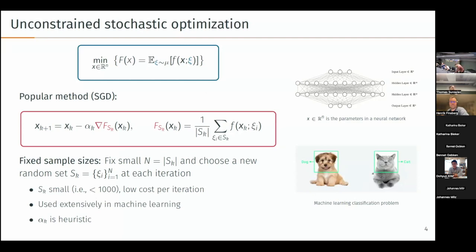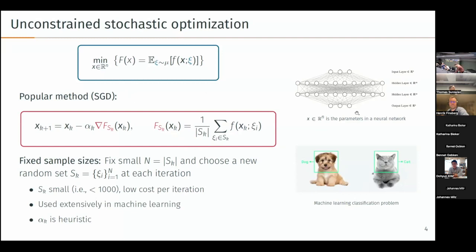And one of the popular algorithms, the same one I showed a few slides back, is stochastic gradient descent. But they typically use a fixed sample size. So its sample size is typically very, very small. This makes every iteration quite cheap.